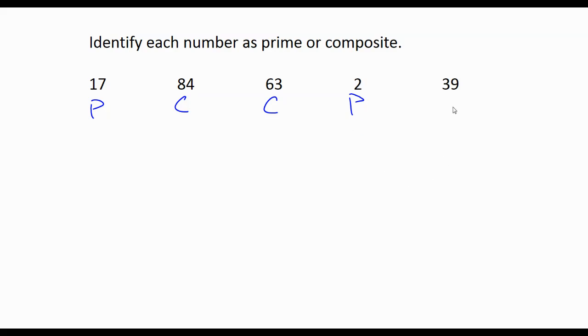All right, our last one, 39. It is composite because 3 goes into 39. 3 times 13 is 39. If you were to check that, if I were to add the digits, 3 plus 9 is 12, and 3 goes into 12. All right, so that was prime or composite numbers.